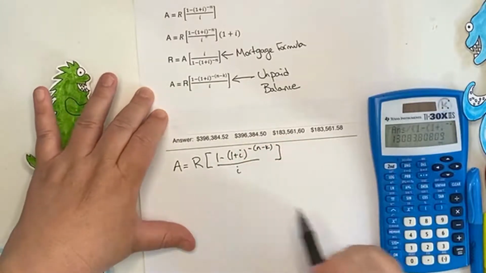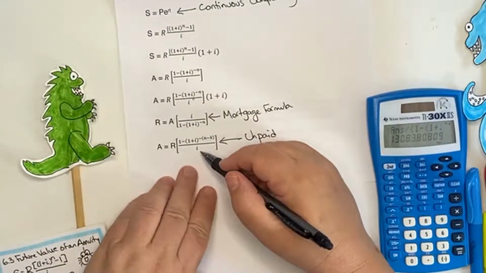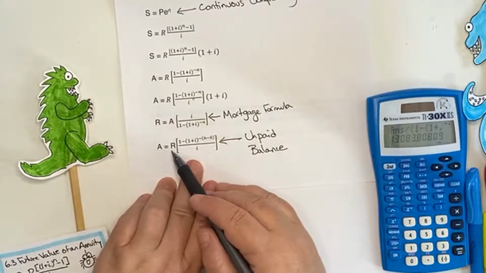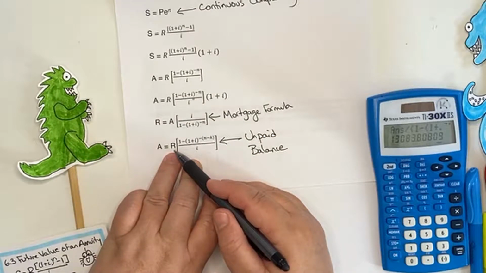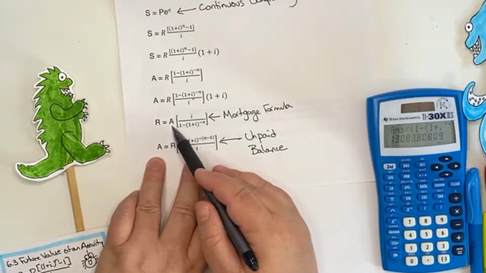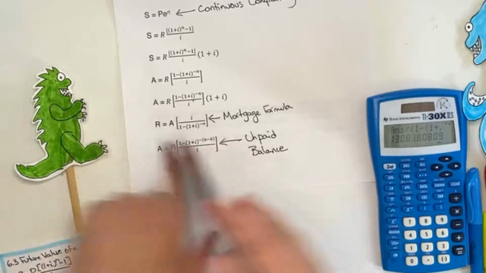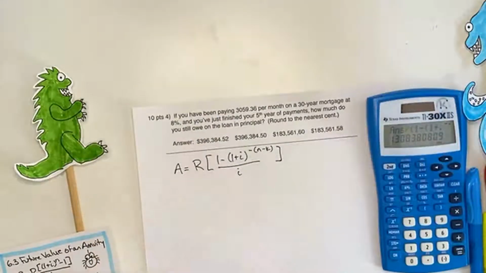Now, remember this is upside down because, why is it upside down? Why is the i on the bottom now, not on the top? The answer is because in this case, we're going to plug in the monthly payment and get out the present value, instead of plugging in the present value and getting out the payment. We've reversed everything, so everything is upside down, topsy-turvy.